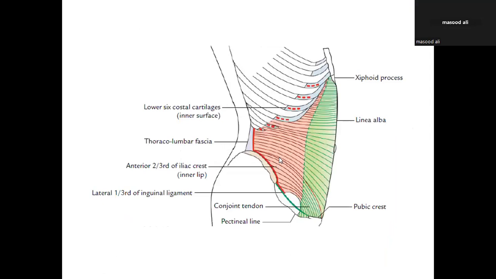Transversus abdominis. See, transverse in the sense all fibers are running transversely, nice horizontal lines. See the origin? Same thoracolumbar fascia, inner lip of the iliac crest, and posterior 1/3 of the inguinal ligament. This whole ligament you are finding green in color is the inguinal ligament. Insertion is also.